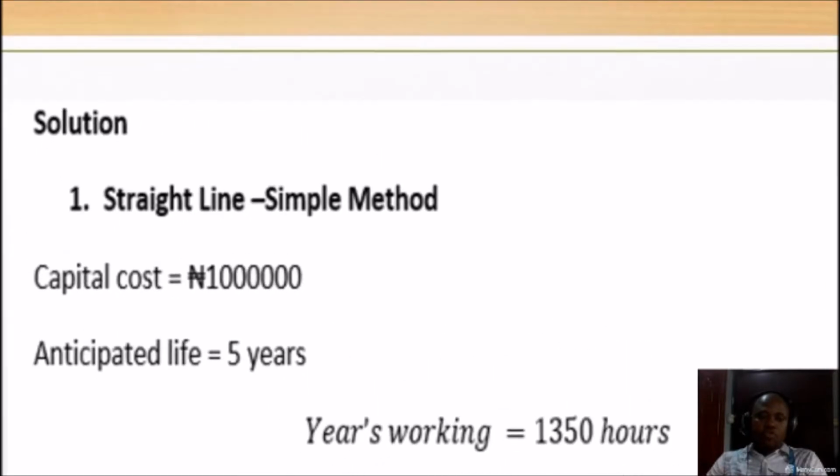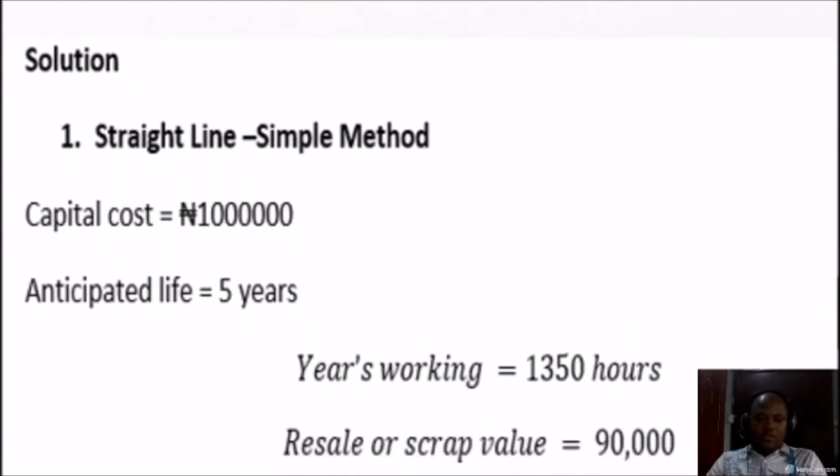we'll use the two available methods. We said the first one is the straight line method, or the simple one, and the second one is the interest on capital outlay, which is the most frequently used one, and the more accurate one. So let us start with the first one, which is the straight line method.